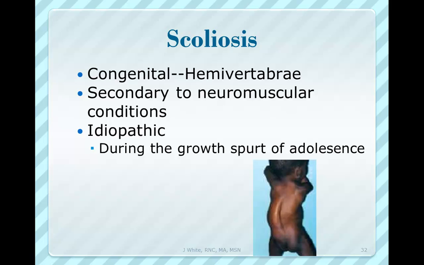But the majority of cases are idiopathic, maybe as a result of rapid growth in adolescence. More often than not, it occurs more often in girls. But let's think about what girls do that guys don't do. We carry purses. We carry purses on the same side all the time, typically. And we have everything we own in that purse. So again, by habit, we start leaning in that direction, and that can lead to the curvature.